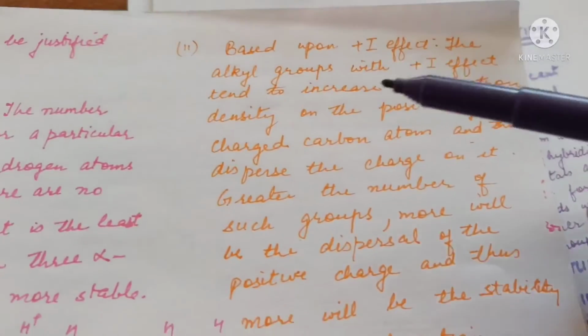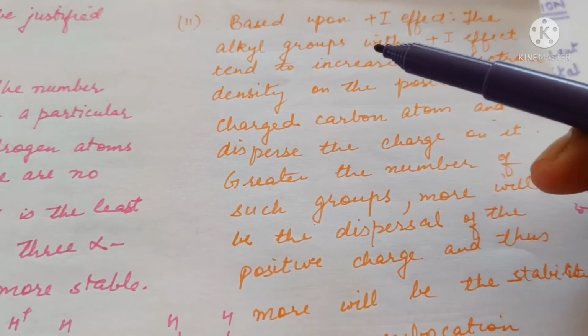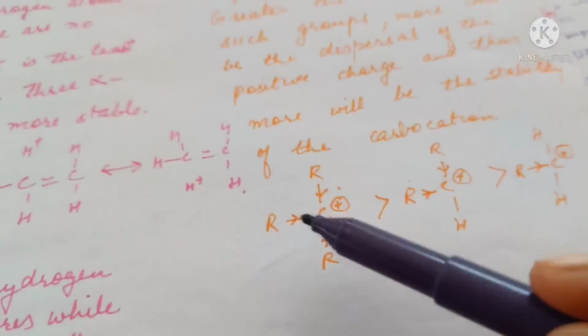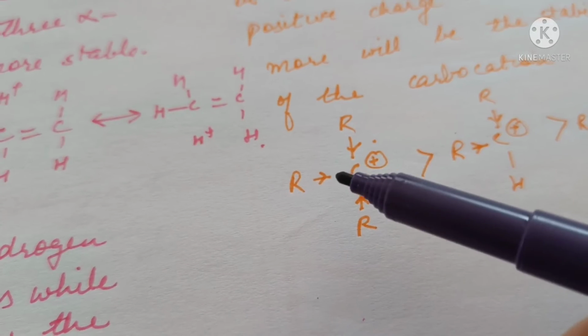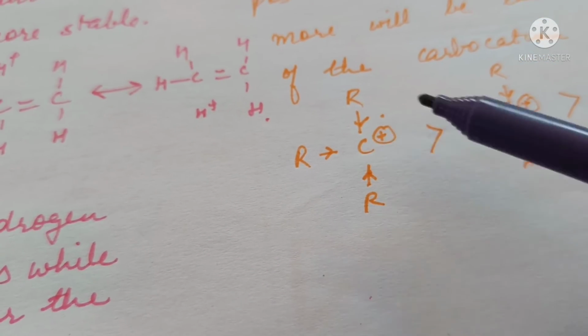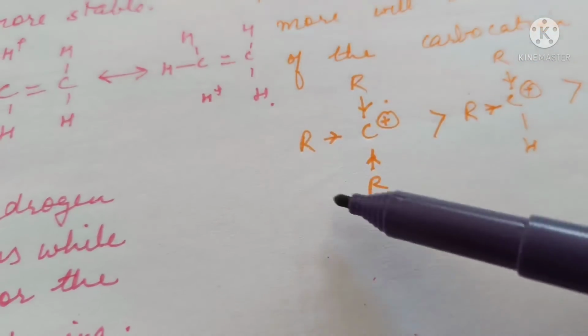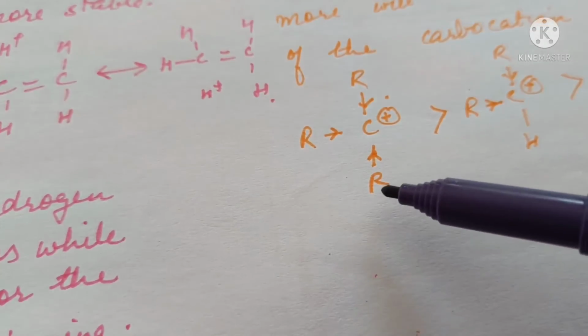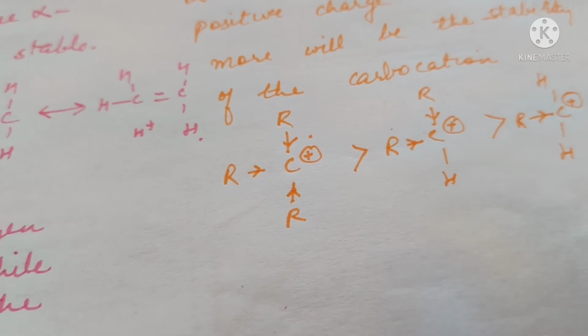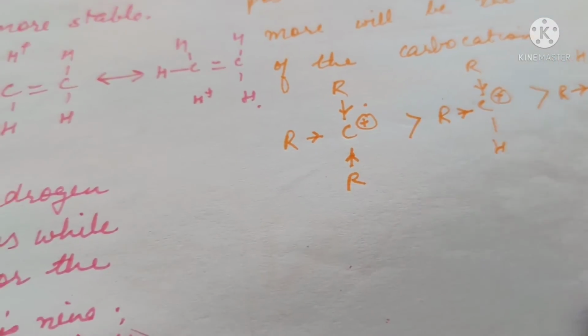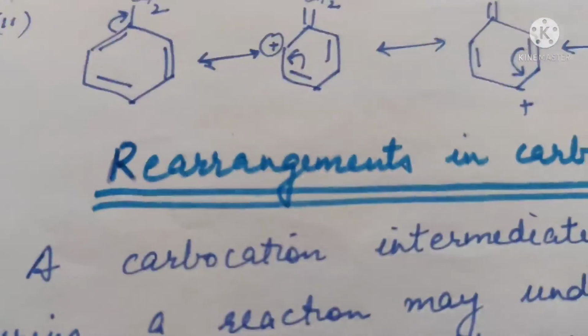Then we can also explain the stability on the basis of inductive effect. In a tertiary alkyl carbocation, there are 3 electron releasing groups which reduce the positive charge. So as a result, a tertiary carbocation will be more stable than secondary, which has only 2 electron releasing groups, which will be more stable than primary, which has 1 electron releasing group.